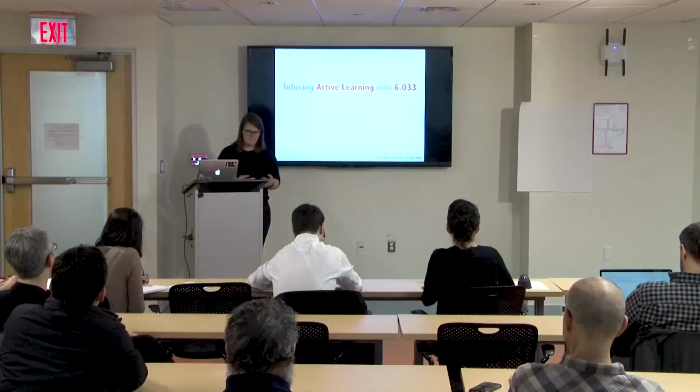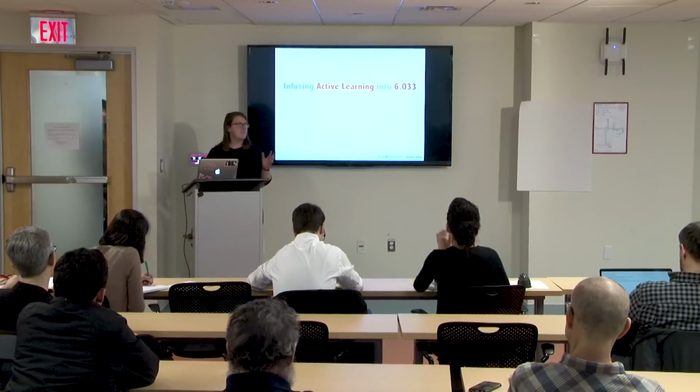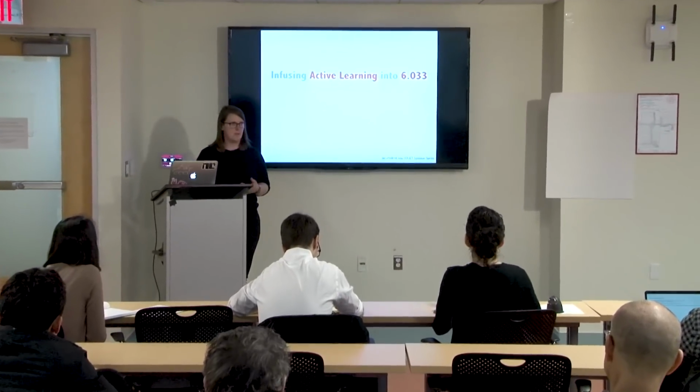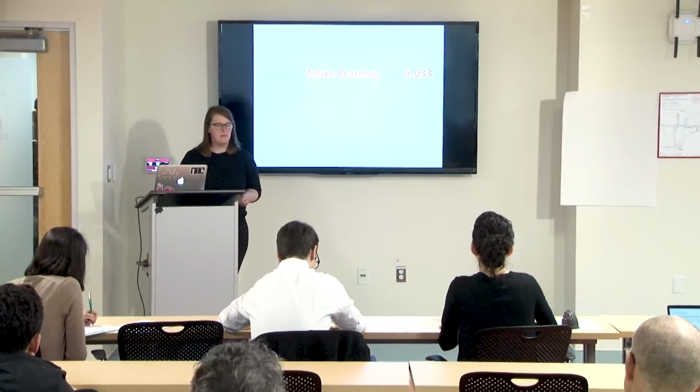So that's active learning. Now, what is 6033? So 6033 is Computer Systems Engineering. It's a required class for all computer science majors, which means as a result at MIT, it's quite large. So like Deepa said, we have about 400 students. It runs once a year. So every spring we get 400 new students. Most of them are juniors and seniors. And in some ways, 033 is a typical MIT class. We have lectures twice a week. We have recitations twice a week. But in most other ways, 033 is not a typical MIT class.